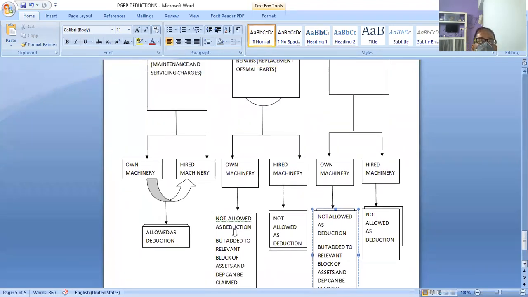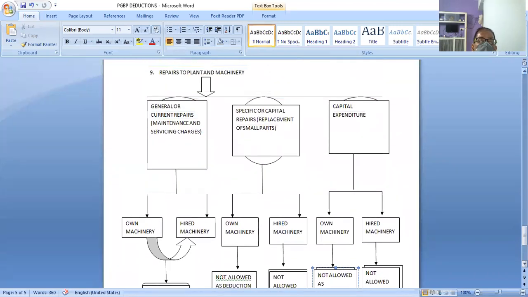In case of repairs to plant and machinery, in three different types of repairs, we have own machine and hired machine. In case of specific or capital repairs, own machine, should it be allowed? No. For hired machine, no. For capital expenditure, own machine or hired machine, not allowed as deduction. But for current repairs or general repairs, in both cases, own and hired machine, you can allow as deduction. This is the repairs to plant and machinery.